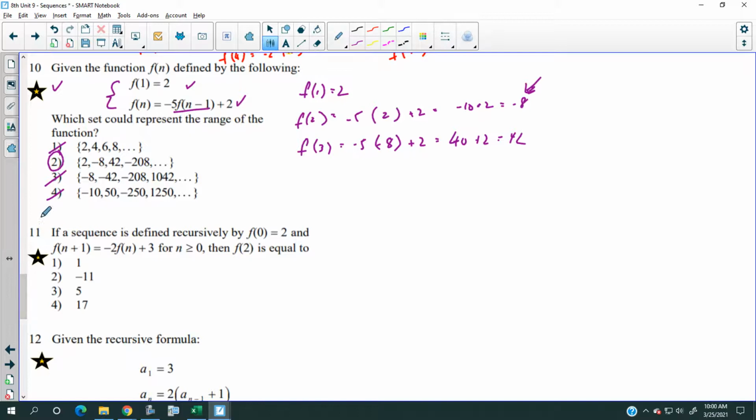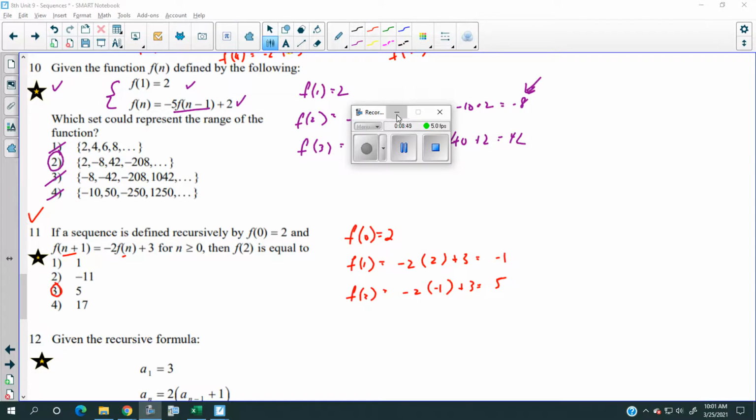Try number 11 on your own. So press pause right now, and when you come back, I will show you the answer key. Okay, and we're back again. It's exactly the same thing as the previous one, okay? All right, let's see how we're doing here.